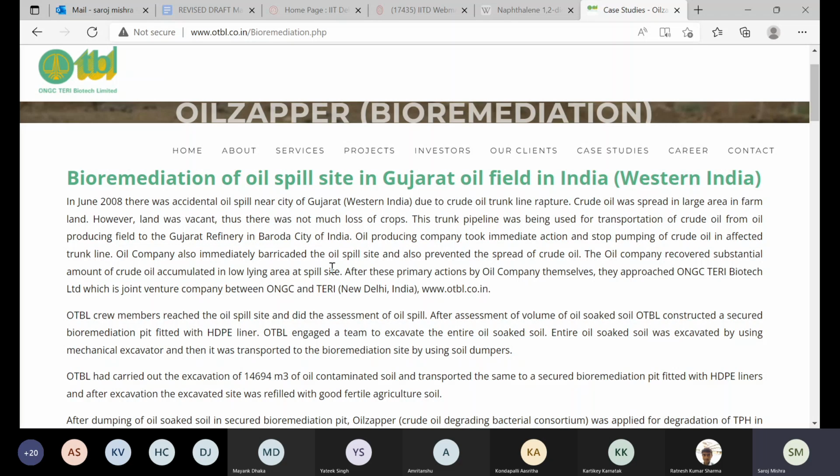So they put large polythene sheets in the soil so that its spread into other areas could be prevented. Then the oil company recovered a substantial amount of the crude oil which was accumulated in the low-lying area. If it gets accumulated in the low-lying area, it can be pumped out. After these primary actions, they also approached ONGC TERI Biotech Limited, which is a joint venture company between ONGC and TERI.